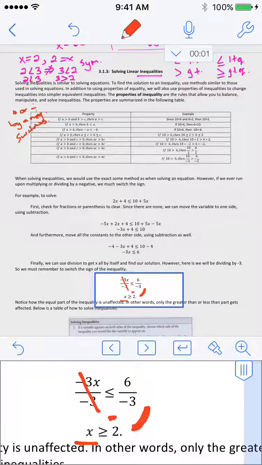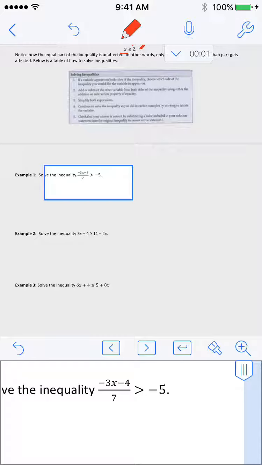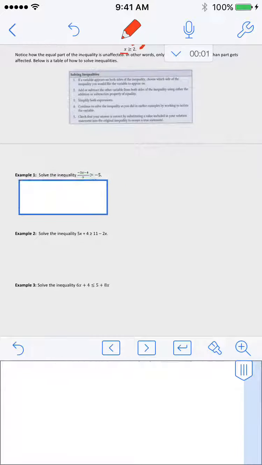Solve the inequality: negative 3x minus 4, all of it divided by 7, is greater than negative 5. We could definitely make a chart, make a table. You will definitely have to do that on your test. But for inequalities, since we've gotten so used to that, let's just go ahead and solve it. So let's put it down here. Negative 3x minus 4 divided by 7 greater than negative 5. Alrighty.